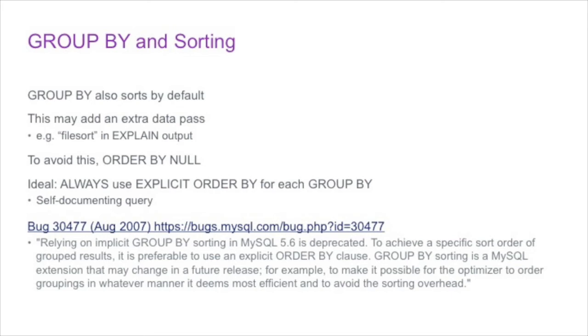Theoretically, they kind of know about the problem and they're like, well, maybe we'll do something about it. So don't depend on it, but for now it's still there. So yeah, the answer is always use an explicit order by for each group by.